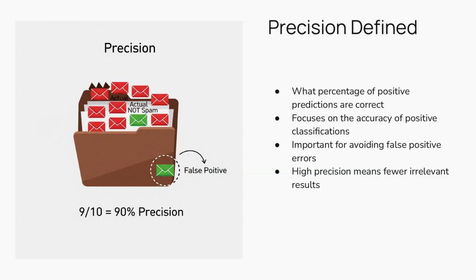Because accuracy can lie, we need smarter metrics. The first is precision. Precision asks a very specific question. Of all the times the model predicted spam, how many times was it actually spam? This is a measure of quality. If our model says 10 emails are spam, but one of them is actually an important job offer, our precision is only 90%. We want to avoid these false positives. High precision means that when the model does predict something, it's very likely to be correct.